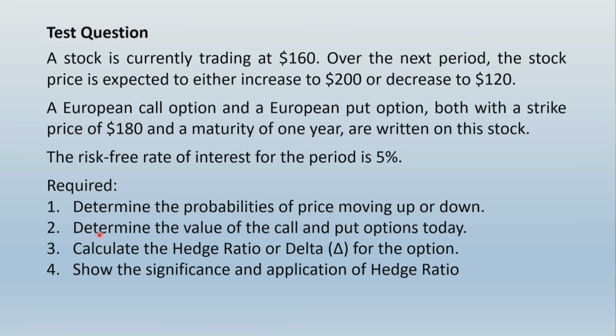Then the question is asking you to determine the value of call and put options today, calculate the hedge ratio or delta for the option, and show the significance and application of hedge ratio. Once we solve this question, we will be gradually moving from the binomial model to the Black-Scholes-Merton model. So let us look into what we have to attempt first.